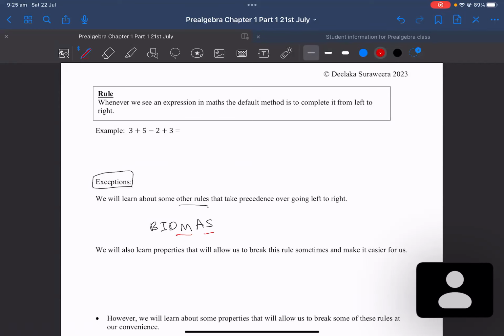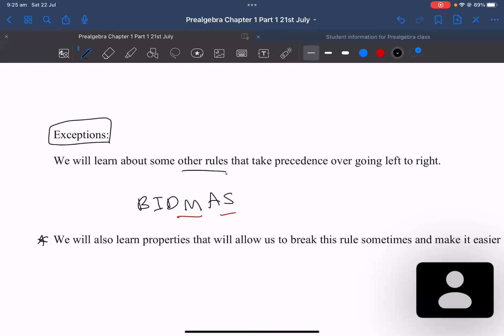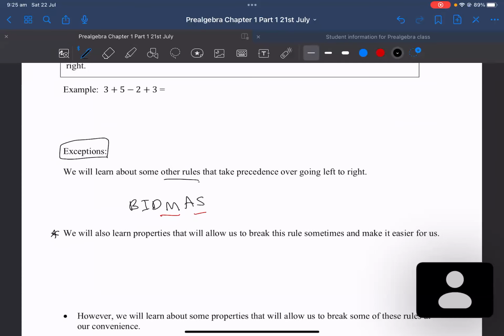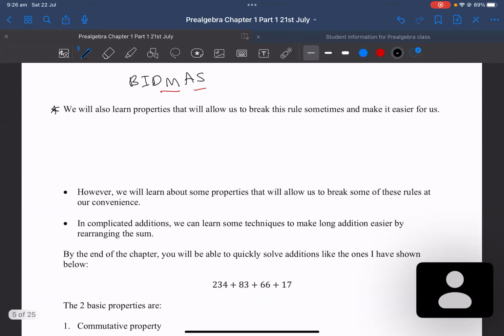Right? So that's one. But there's also another way where we can learn about the properties of addition, subtraction, multiplication, division. It will allow us to break this rule sometimes to make it easier for us. Those are the rules we're going to learn today. So we don't have to break these rules, we can add normally. But when we break them, it'll be convenient for us. Right? It'll be a shortcut for us. It will save us time. That's the point of using these rules.